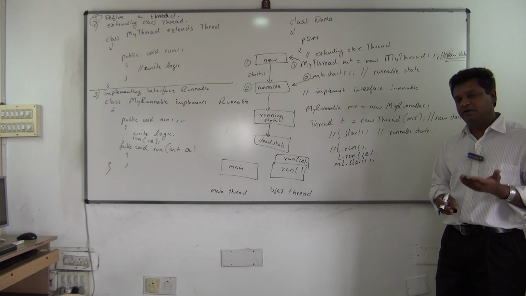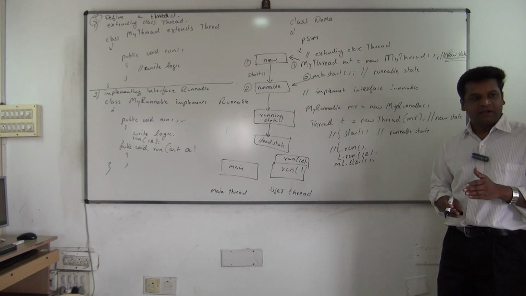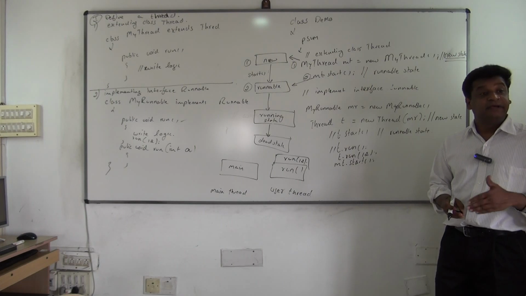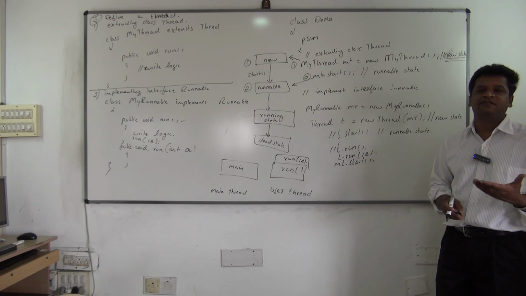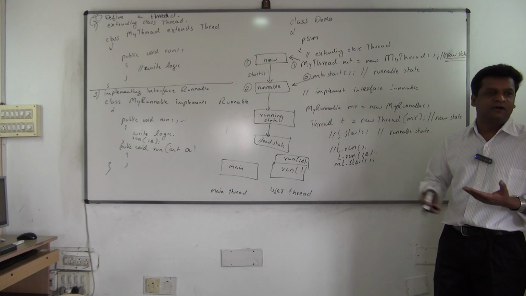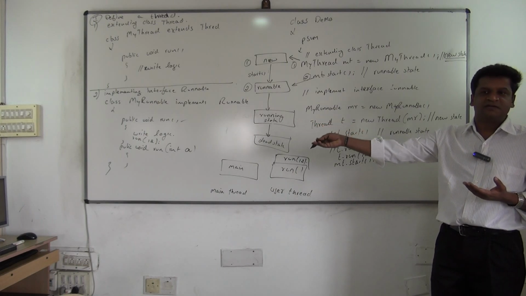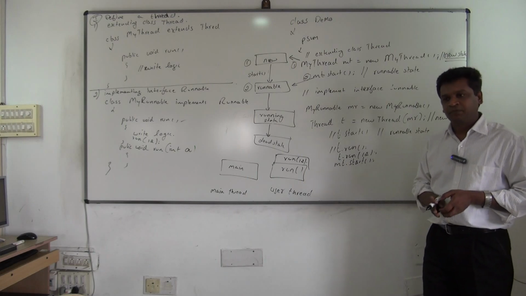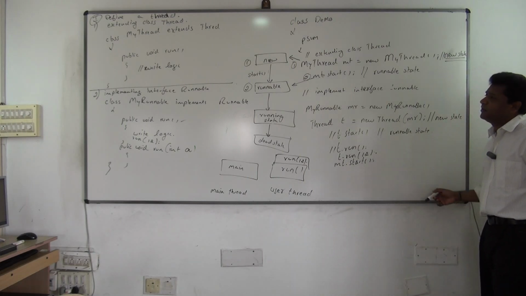But JVM will call only run without any parameter. That run method has to be invoked. The overloaded run method has to be invoked explicitly. And where you invoke, it will be executing in that particular stack. You can call it in user thread, or you can call it in main thread. That's your wish. Are you clear with this? Fine. Now let's come to the next answer.